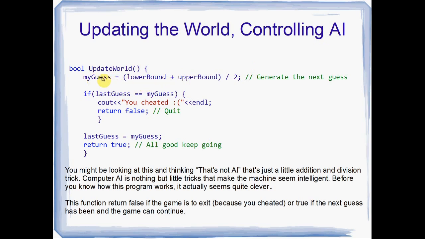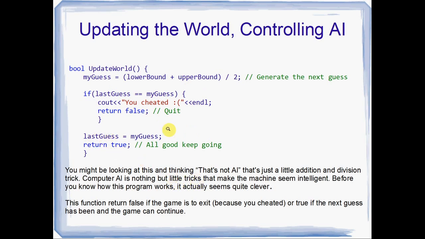This is pretty basic as well. We've pretty much got my guess equals lower bound plus upper bound over 2, and that's going to keep getting closer and closer to the number that you're thinking, so long as you're honest when you tell the computer if it's higher or lower. If you lie, it's going to know that you cheated. It knows that when its last guess equals its current guess. Yeah, it says you cheated, then quits.